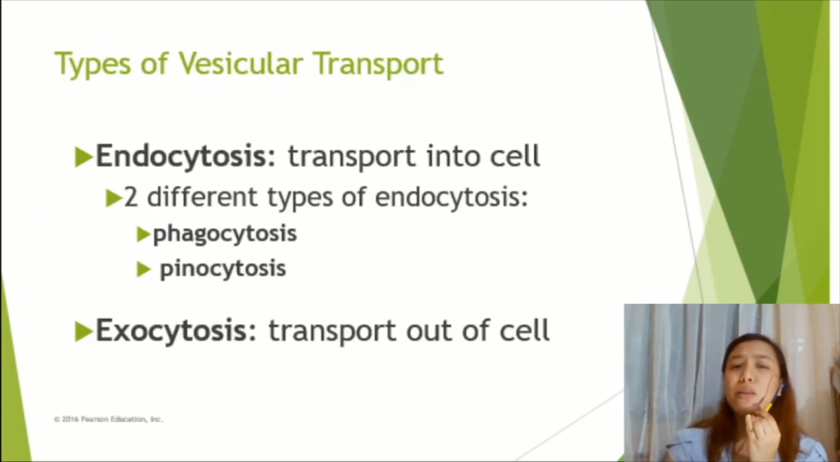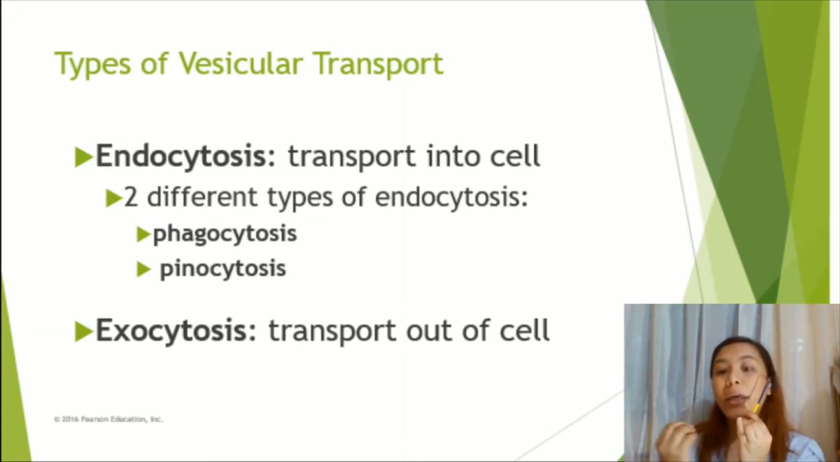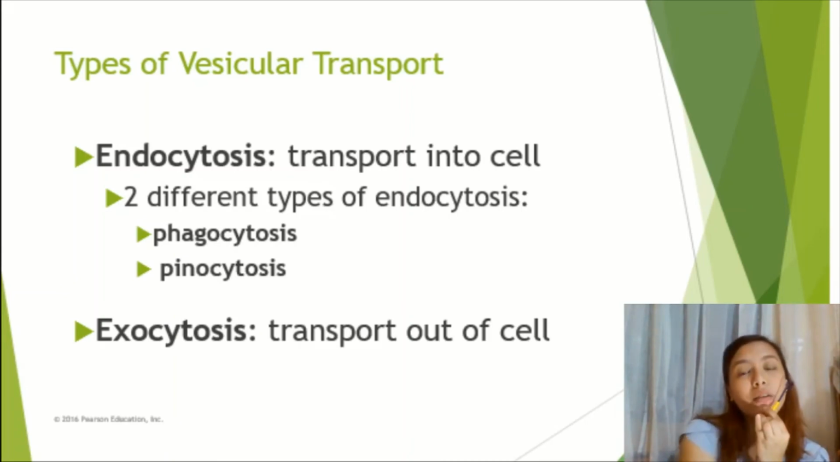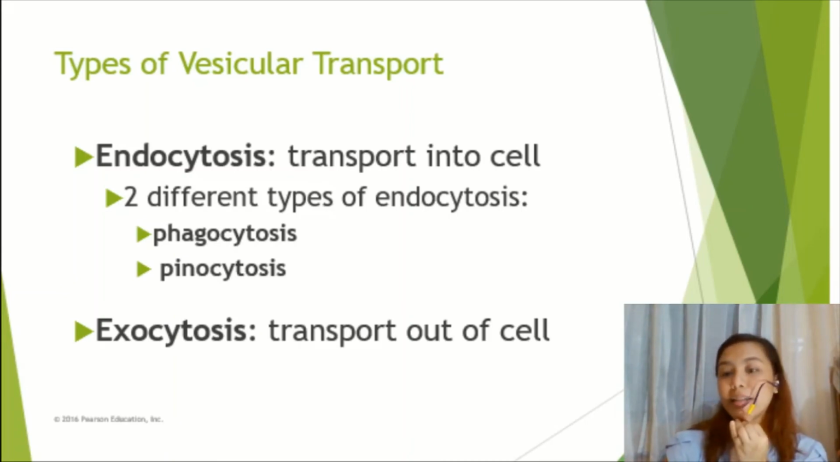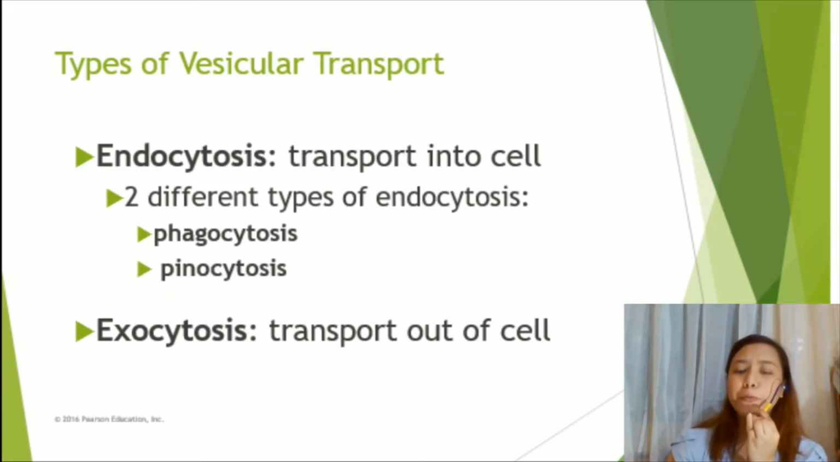Okay. So there are two types of vesicular transport. It is your endocytosis and your exocytosis. And I think you're really familiar with this. So endocytosis, it means that you are going into the cell. Exocytosis, it means that you are going outside the cell. Exit, exo, endo, inside. So when we talk about phagocytosis, it's all about cell eating. And when we talk about pinocytosis, it's all about cell drinking. Okay? So let's have an example.